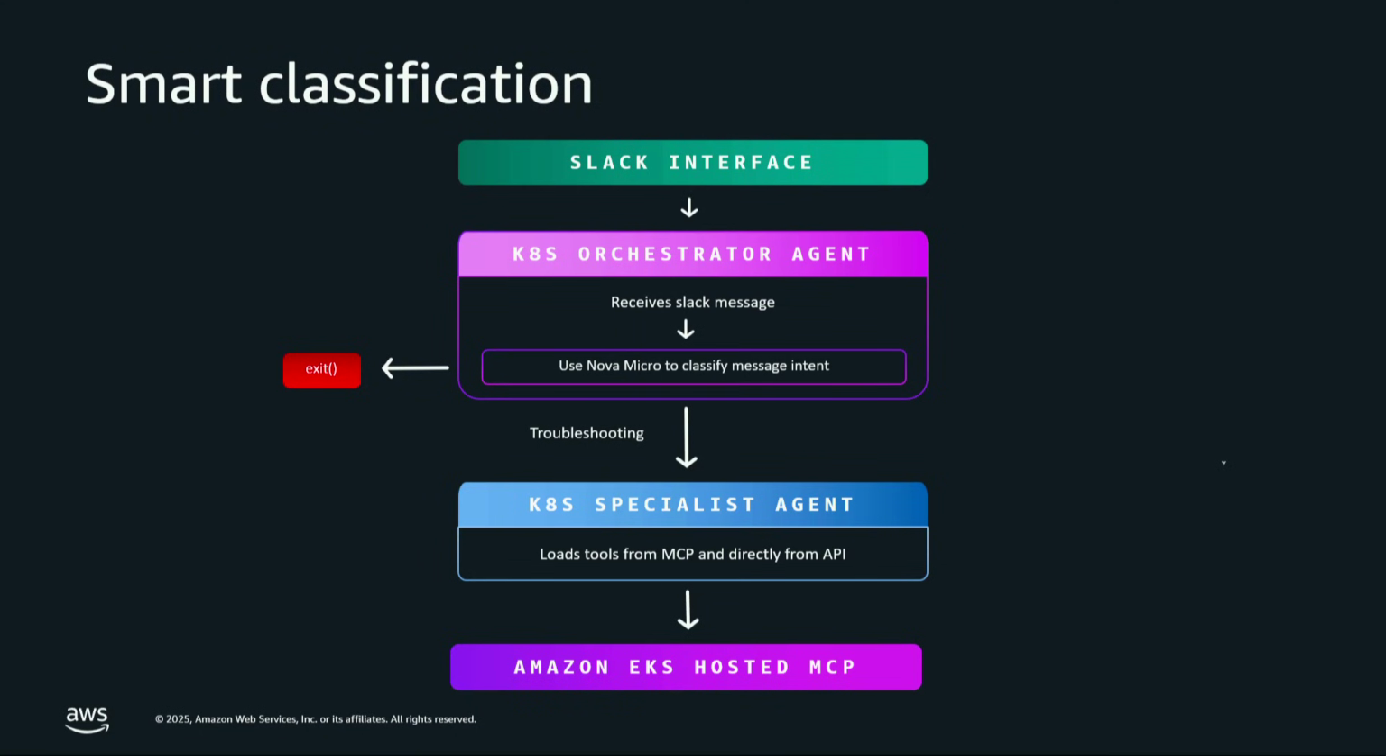Otherwise, exit. I think the analogy I like here is you wouldn't put a PhD mathematician to run your hotel check-in process, right? It's overkill. You don't need that level of intelligence. You don't need that level of operations to route people to the right rooms. We want to use a more lightweight, more efficient model.